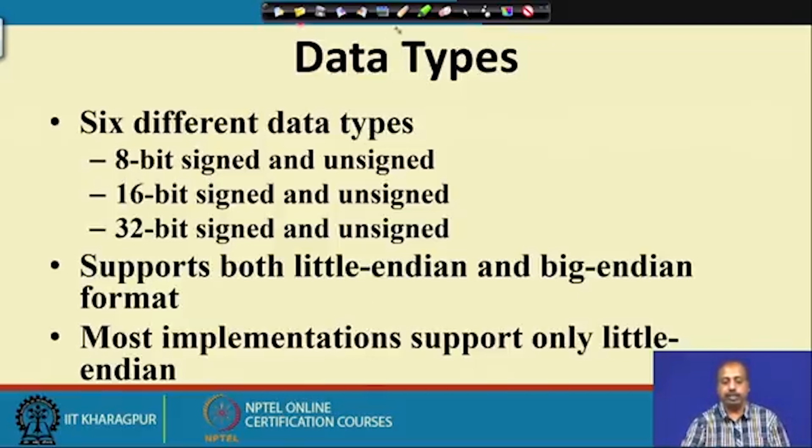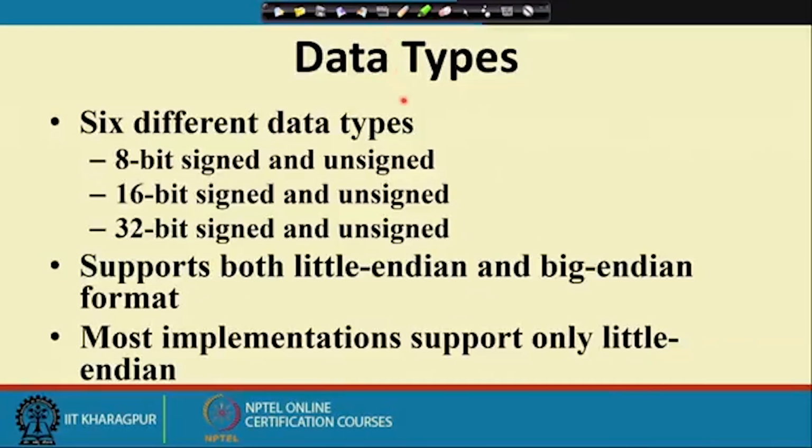As I said, ARM gives licenses to the manufacturers. So, they will select one of these formats, and accordingly the data path will be synthesized for that.